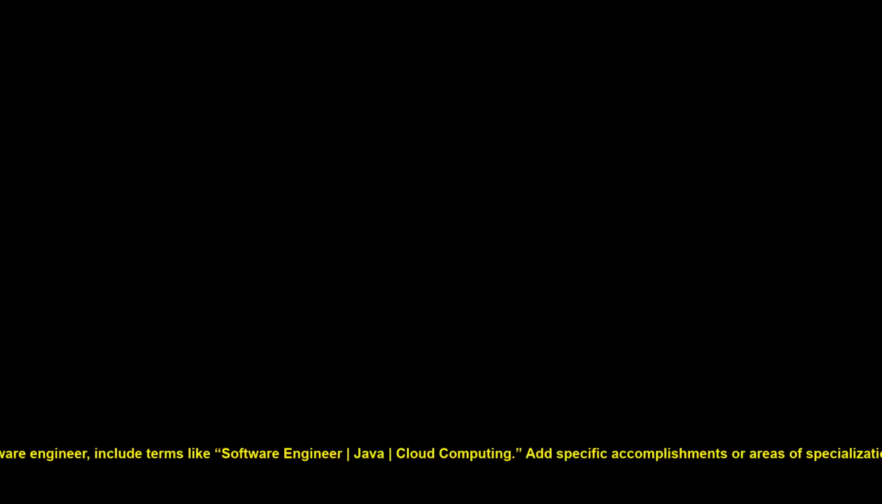Next, evaluate how to incorporate these keywords naturally into your headline. Your headline should reflect both your expertise and the jobs you're targeting. Aim for a character limit of around 220 characters for optimal readability. Start crafting your headline by combining your current job title with keywords. For example, if you're a software engineer, include terms like software engineer, Java, cloud computing.